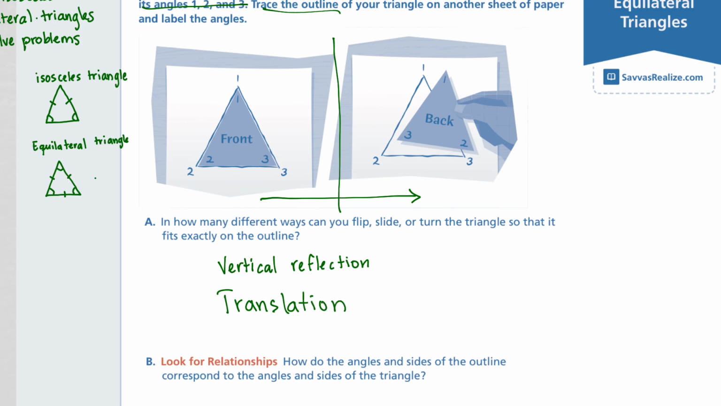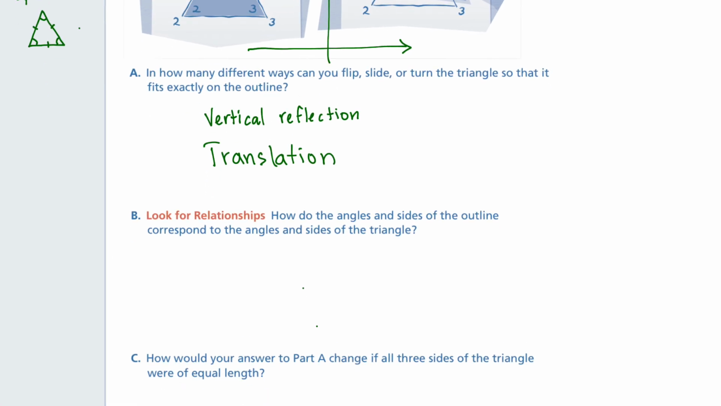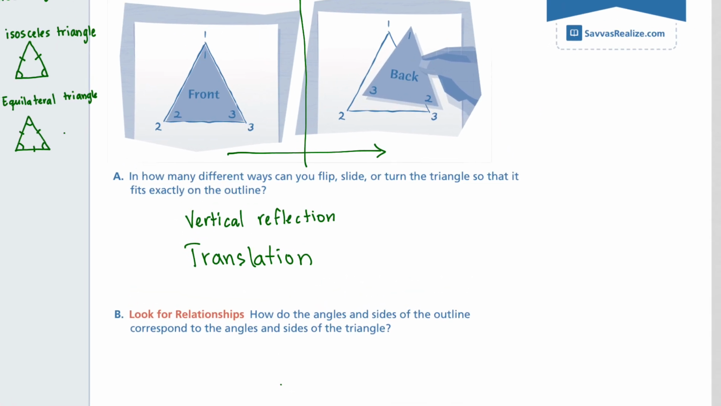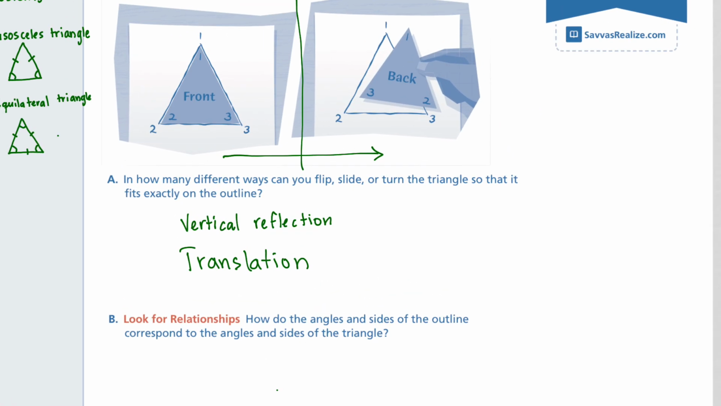How do the angles and sides of the outline correspond to the angles and sides of the triangle? When it's a translation, they're all basically the same way. But when you do a reflection, we can see that angle 2 and angle 3 are going to be congruent, as well as angle 2 and 3 on the other side. So basically they're just swapped. The locations of angles 2 and 3 are swapped.